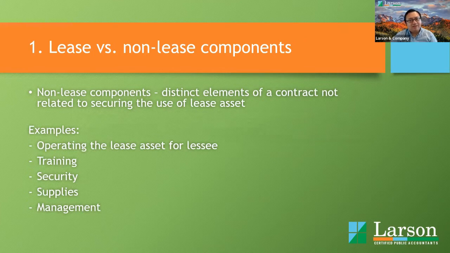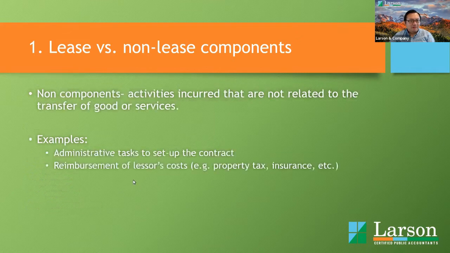Non-lease components are distinct elements of a contract not related to securing the use of the lease. Examples of those would be operating the building. So you may be paying CAM, or you may be paying repairs and maintenance costs or cleaning fees for the maintenance of the building. Those would be non-lease components. Training or security or supplies or management, those will all be non-lease components that you have to identify and distinguish from the lease components.